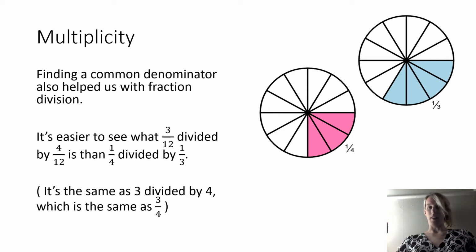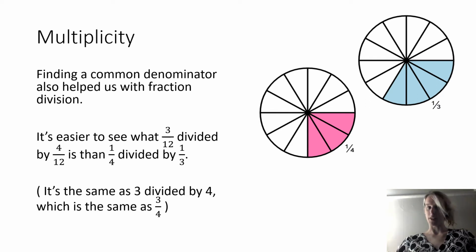What is a fourth divided by a third? I'm not sure, but if we change it to 3/12 divided by 4/12, that's a little bit easier to understand. It should be the same as 3 divided by 4, which is the same as 3/4. In other words, a fourth divided by a third is 3/4 because of this explanation.